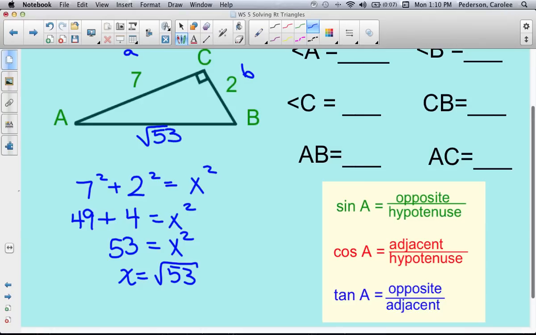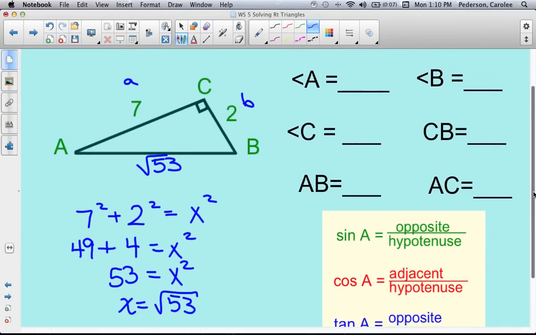All right. So let's label the pieces now that we know. Length of CB is 2. Length of AB is the square root of 53. The length of AC is 7. Now we want to find the measures of angles A, B, and C. Well, angle C is 90 degrees. That's our right angle. So now we have 2 angles left.